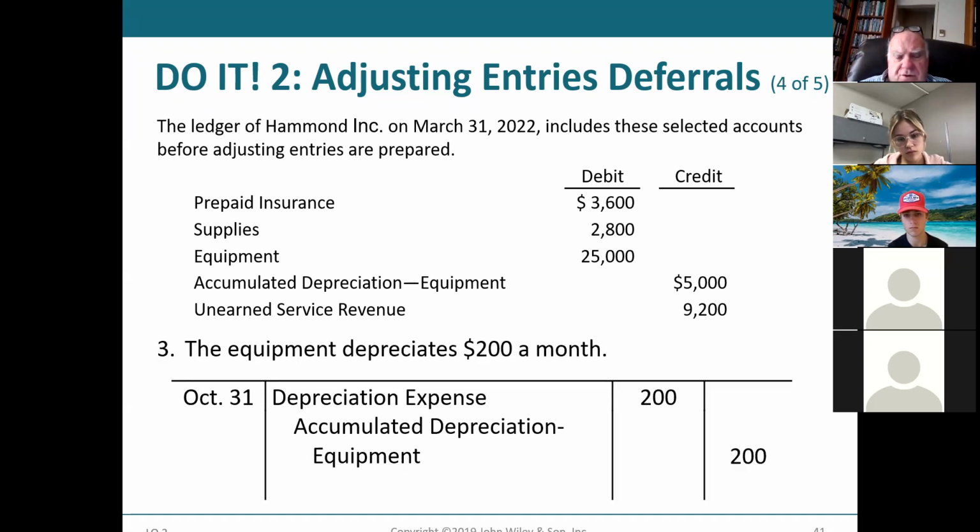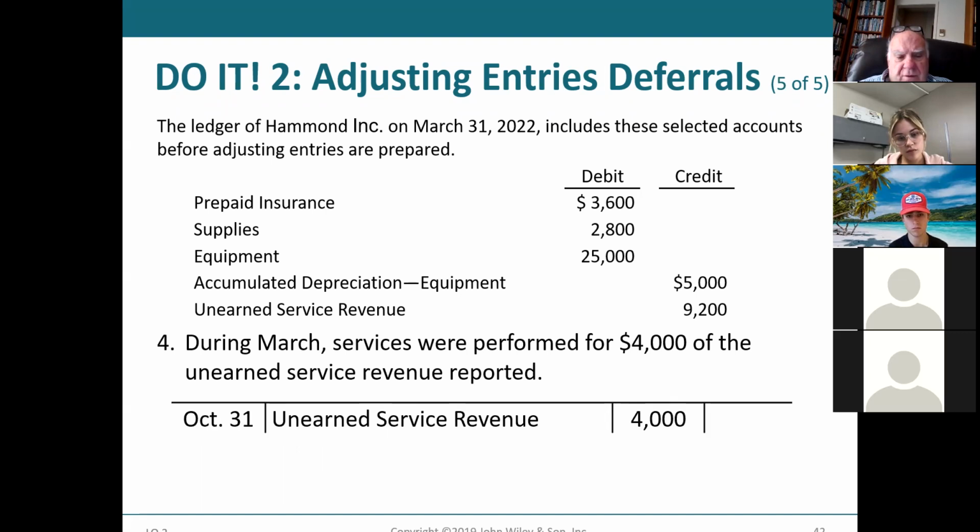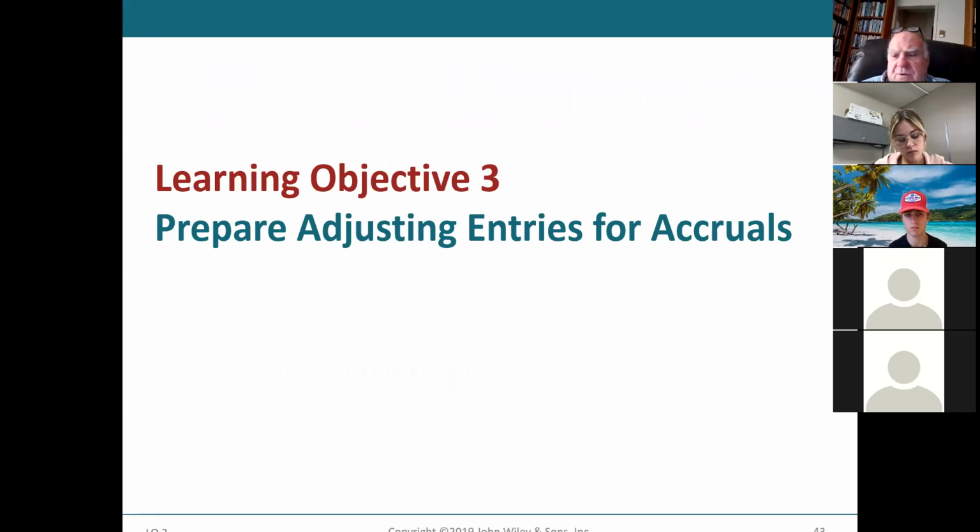The equipment depreciates 200 a month. They're giving it to us. You debit depreciation expense, you credit accumulated depreciation. And now we have the unearned revenue of 4,000. We get rid of that liability because we don't owe them the concerts anymore. And we credit the revenue. So those are the deferrals, the ones where money changed hands, but nobody did anything to earn anything yet.